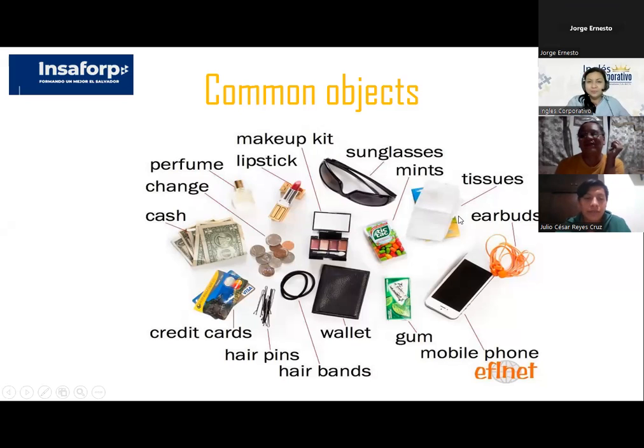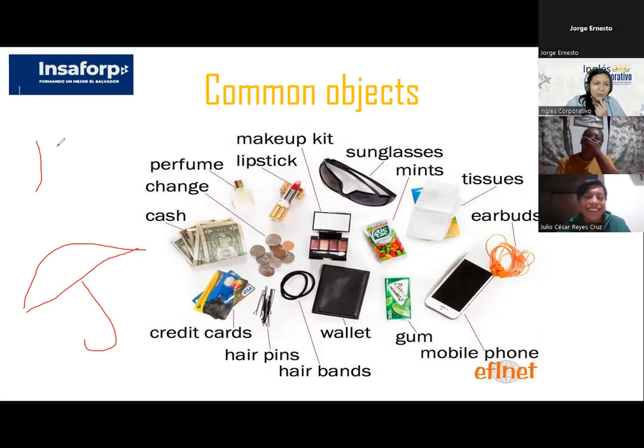Well, in my bag, I have an umbrella, because of the sun or the rain. Una sombrilla, an umbrella. I will try to draw it here. The umbrella, right? Because of the rain. What else? Well, I also have a towel to clean my sweat. A towel. Una toalla, towel. What else do you have in your bag? En su bolso, in your bag.